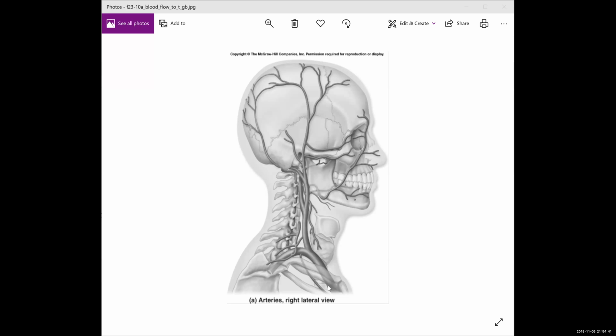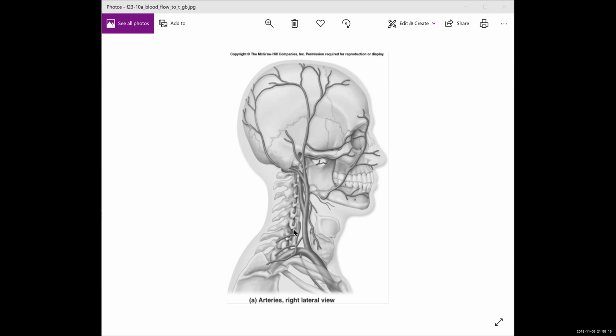All right. Name the vessel. Name this vessel here. Brachiocephalic trunk. Name this vessel. Right common carotid artery. Name this vessel. External carotid artery. And that one. Internal carotid artery.